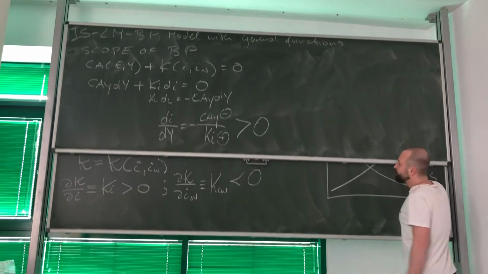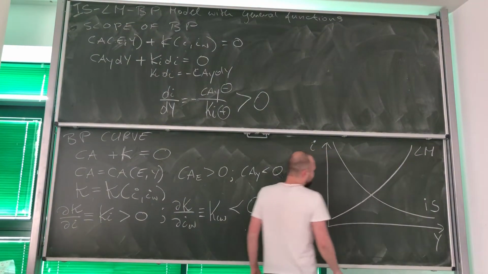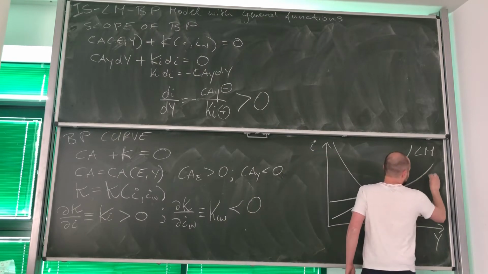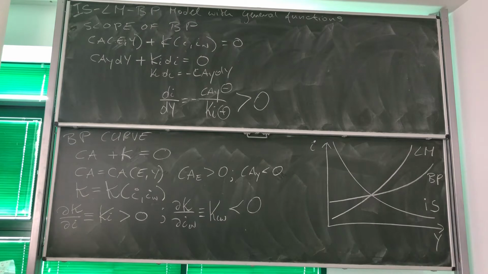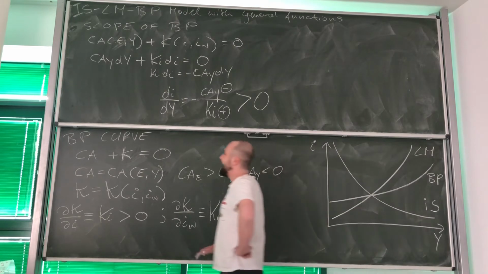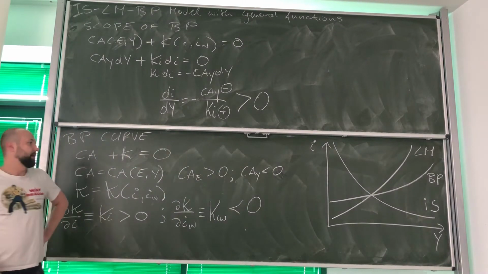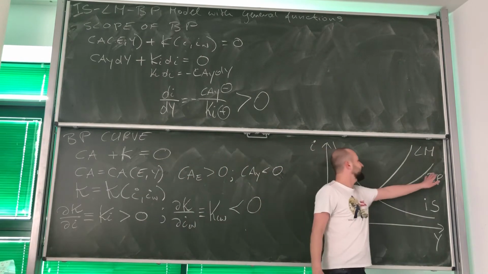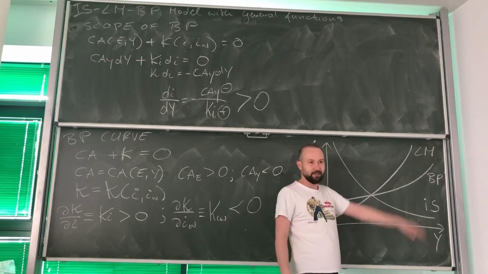So look, we've got the third curve, the BP curve, that is upward sloping. However, let's notice one thing. We've got two curves that are upward sloping, LM and BP. So why did I draw it like this? Well, I drew it like this because, let's just say, in reality, high capital mobility is something that is true for most countries. So BP is generally flatter than LM.